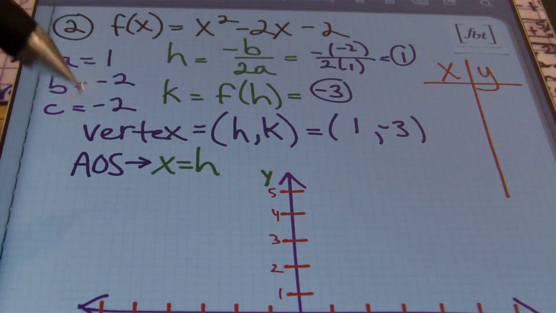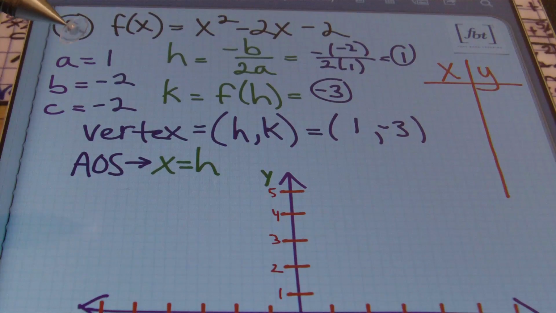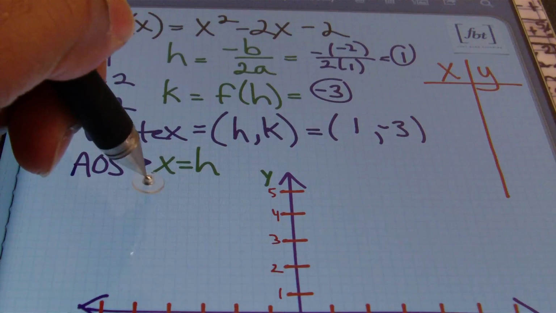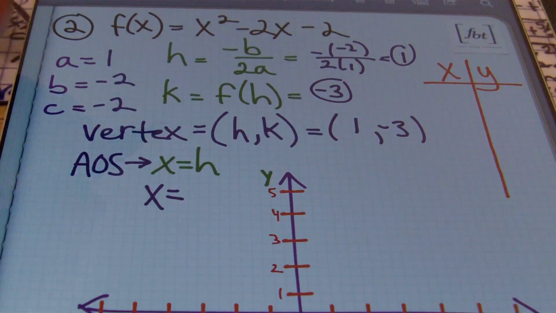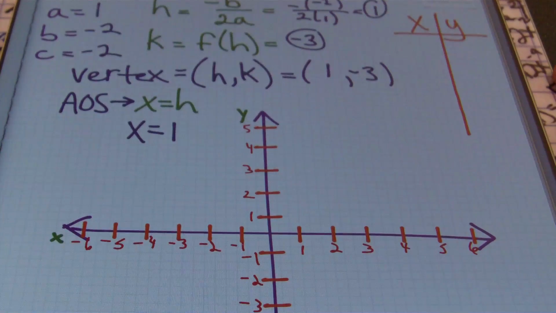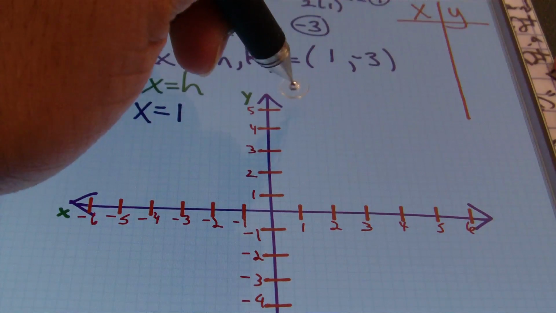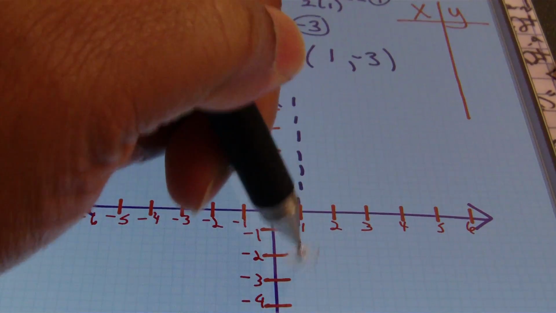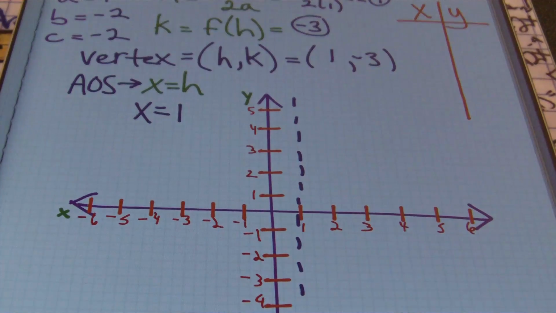Then finding your axis of symmetry, you're going to have x equals h. So therefore, our equation for the axis of symmetry is going to be x equals 1. So that means, ladies and gentlemen, that at the vertical line x equals 1, that's where we'll be cutting this graph in half. All right, so I'm just going to put a dashed line there to show that's where my axis of symmetry is, which is the equation x equals 1.